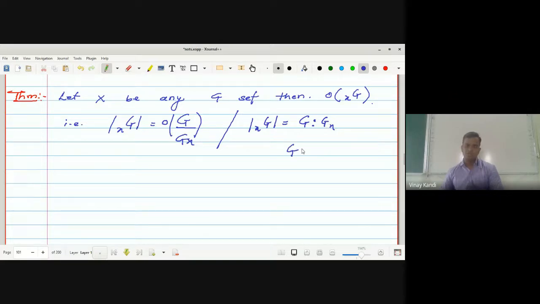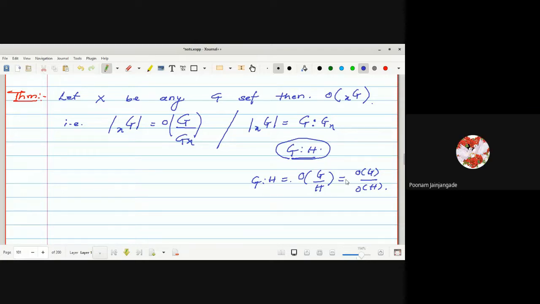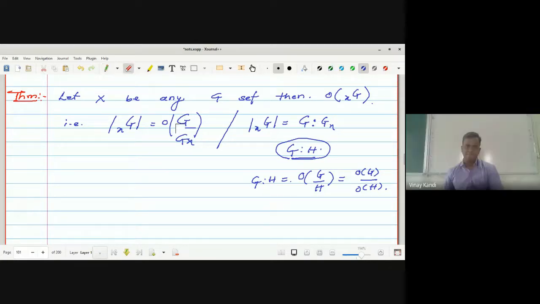Okay, if g is the group, h is the normal subgroup of g, then how do we write the index of h in g? We write it like this, right. What is the index of h in g? Order of g by h. How do we find this? Order of g upon order of h. Okay, that is the index of h in g. Is it correct? Yes, sir. So here the order of each orbit is equal to what? Index of gx in g.